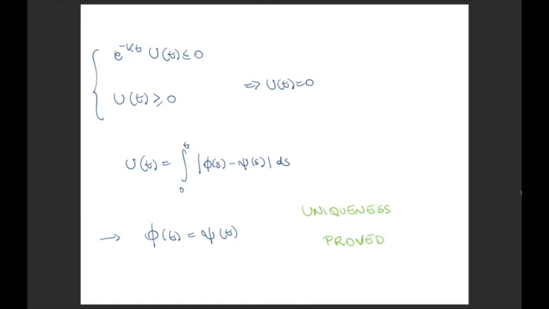But we also know that u is bigger or equal than 0. Now, the exponential of something is always positive. So what we are stating is that u is both smaller or equal than 0 and bigger or equal than 0. So the only solution is that it must be exactly 0. But u of t is defined as the integral of the absolute value of the difference between the two possible solutions. So we have proven that the two solutions must be equal for all time. So we have proven uniqueness as well.